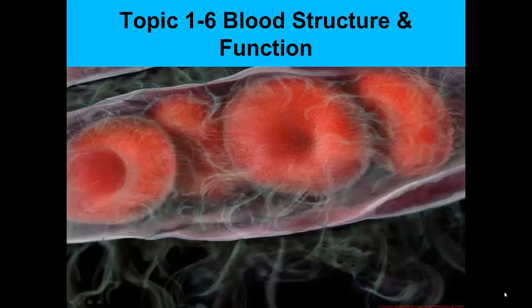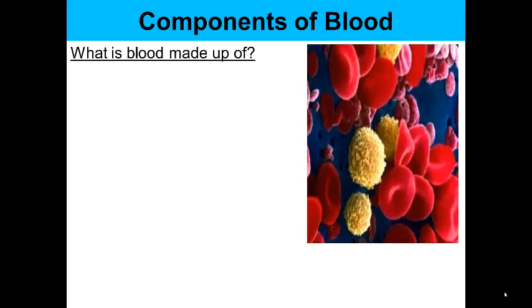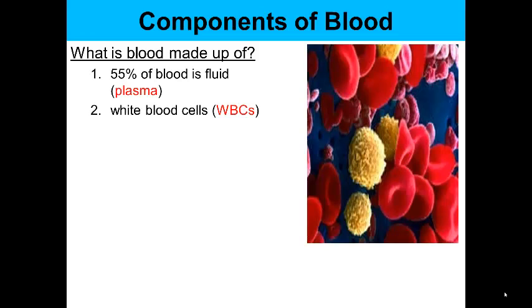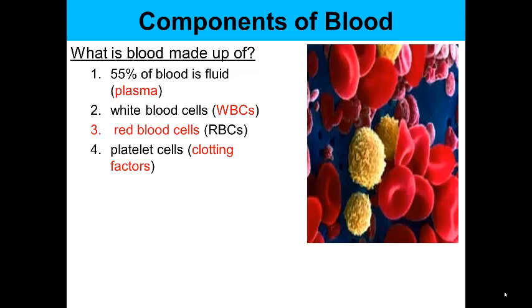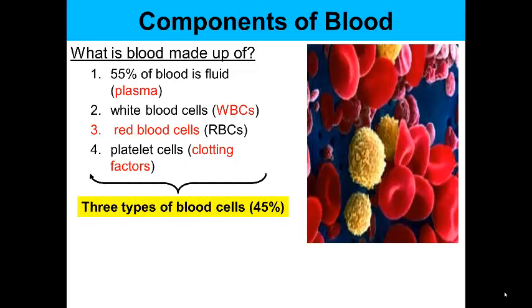Next, we will be talking about the structure and function of blood. What makes up blood? What is blood? What are the components of blood? Blood is about 55% plasma. Then it contains white blood cells, or WBCs, red blood cells, RBCs, platelets, and clotting factors.